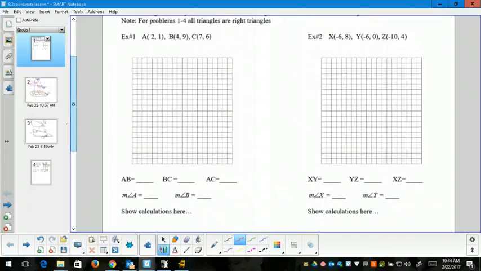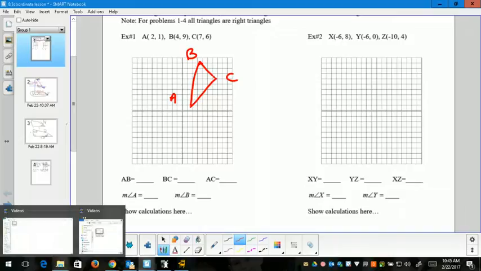So here's our first example. We have point A at 2, 1, point B at 4, 9, and point C at 7, 6. Now it's important that we know this is a right triangle. They're going to tell you, it does say all of them are right triangles.